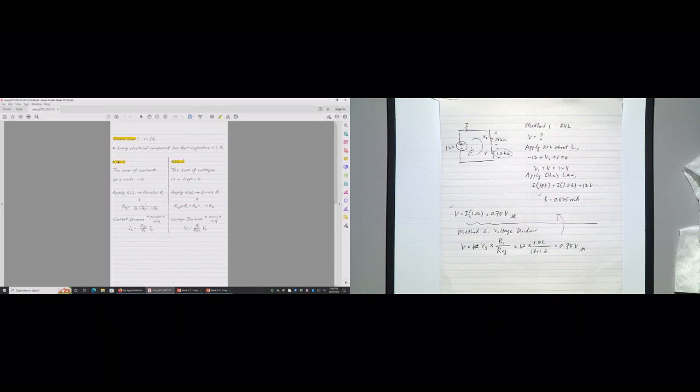KCL states that the sum of currents, remember Kirchhoff's current law, we are referring to currents here, at a node is equals to 0. Kirchhoff's voltage law, the sum of voltages in a loop is equals to 0. Notice the similarity and the differences. Current law means we are talking about currents. Voltage law means we are talking about voltages. For KCL, we are looking at nodes. For KVL, we are looking at loops.